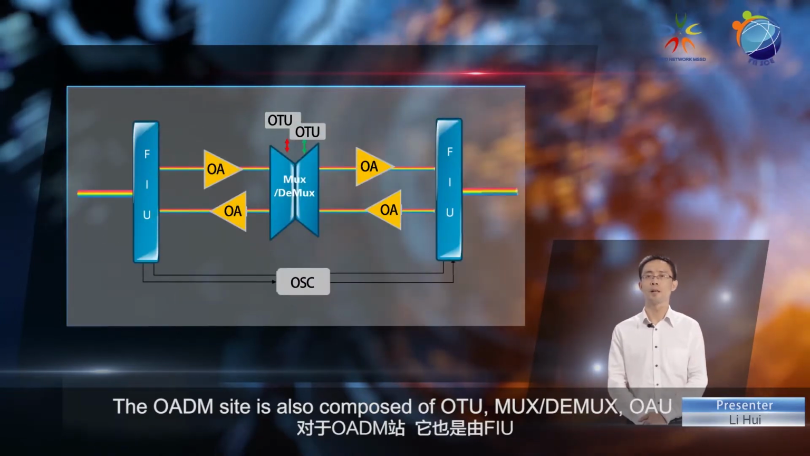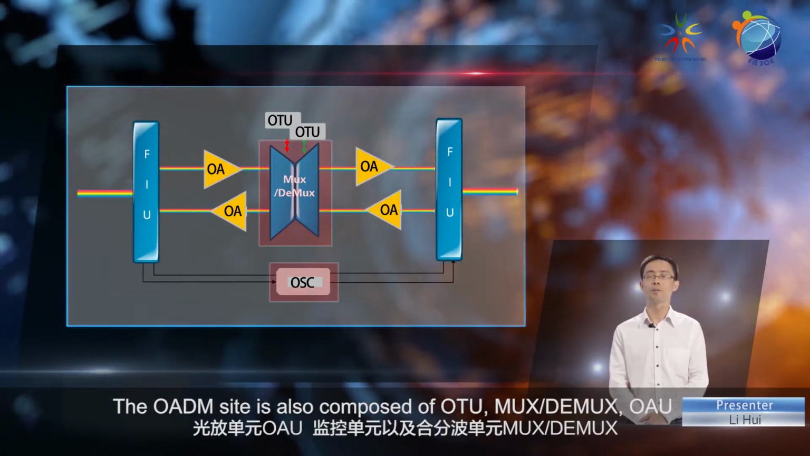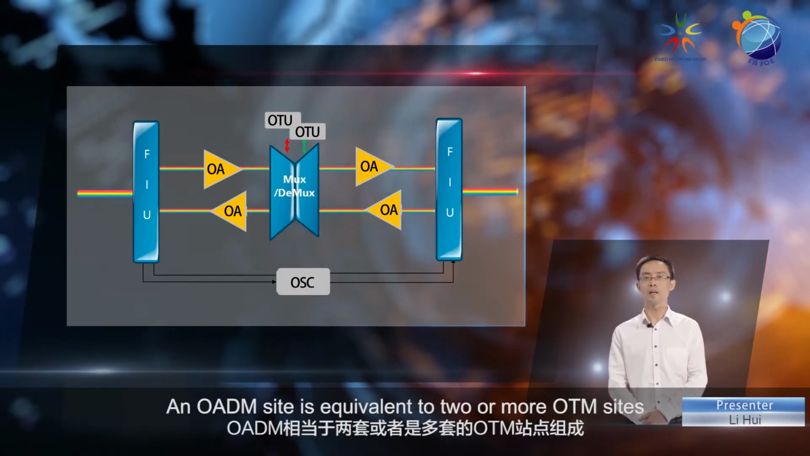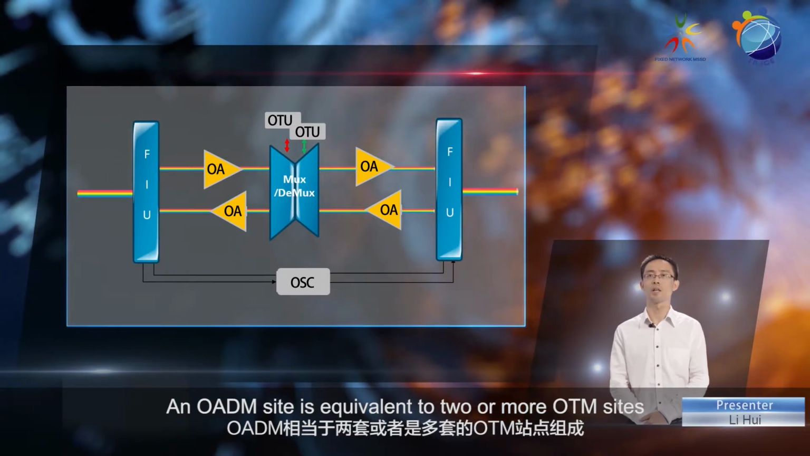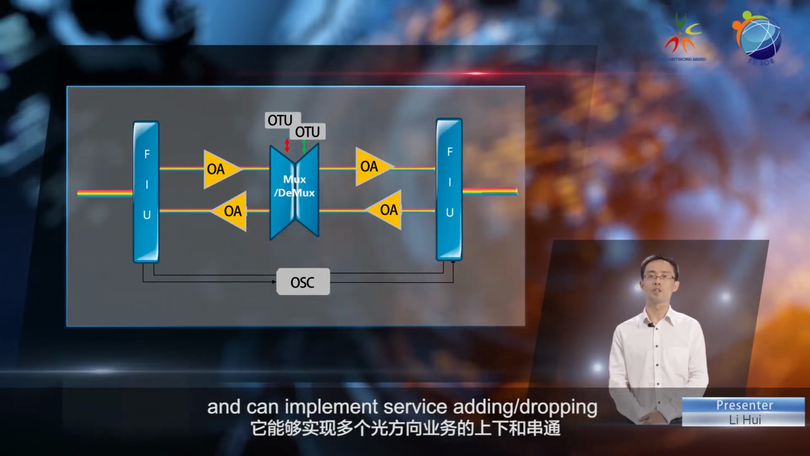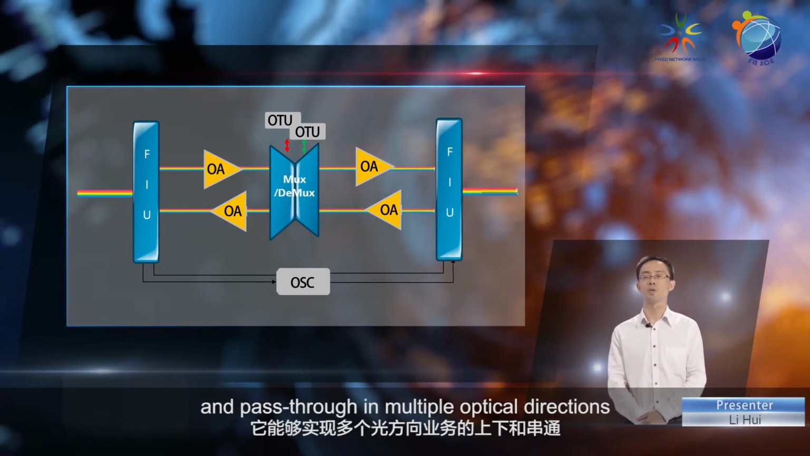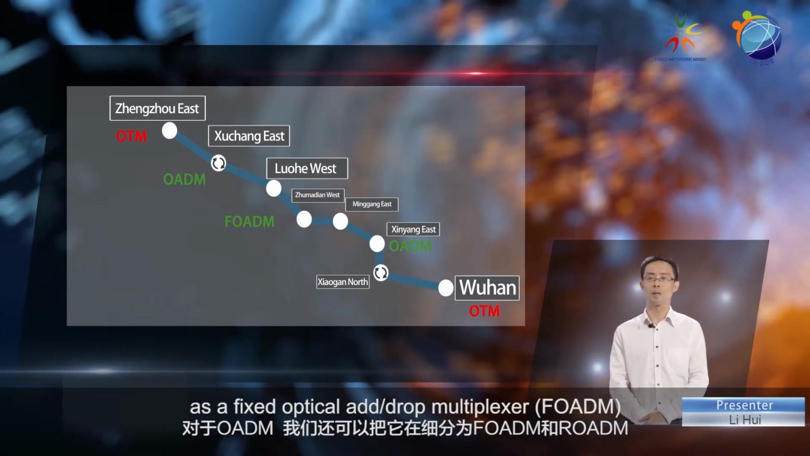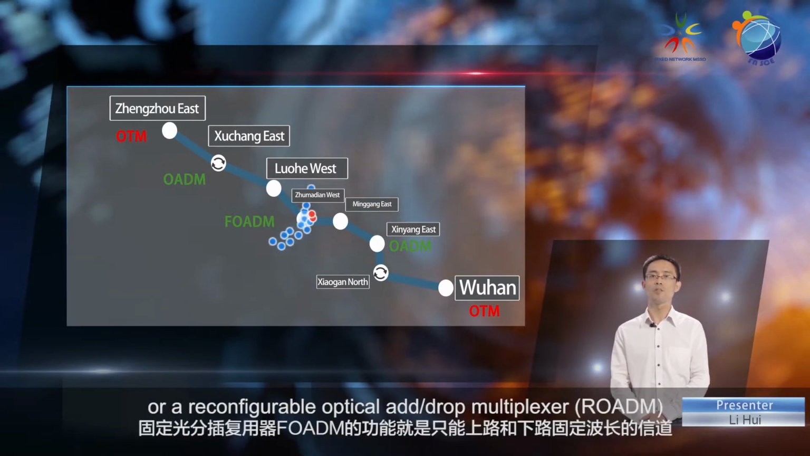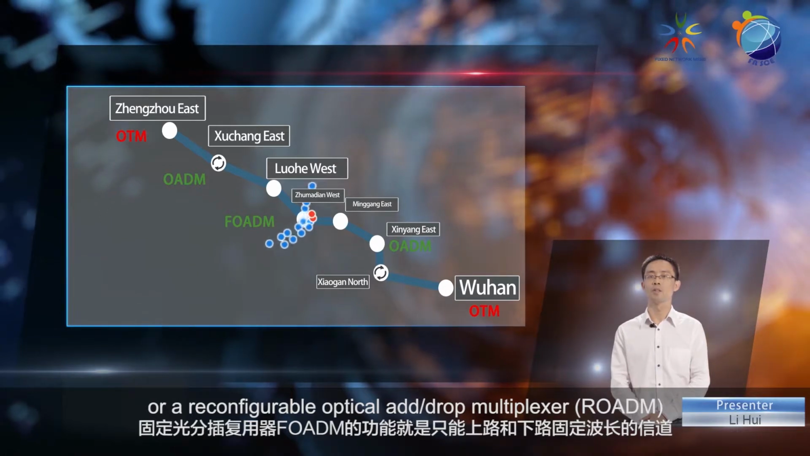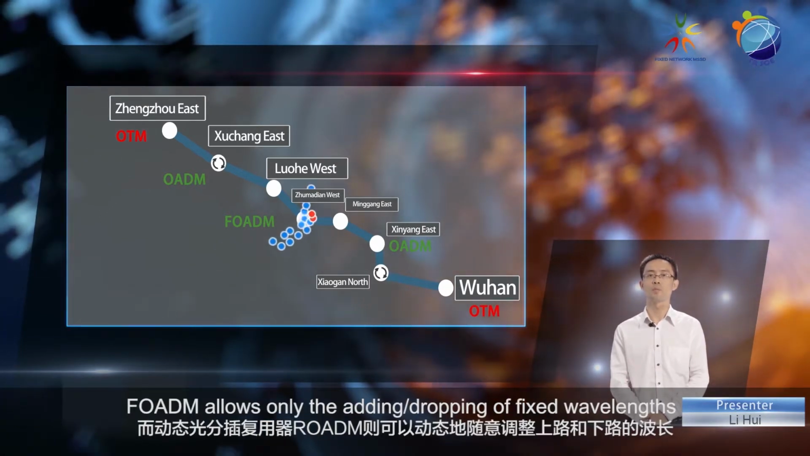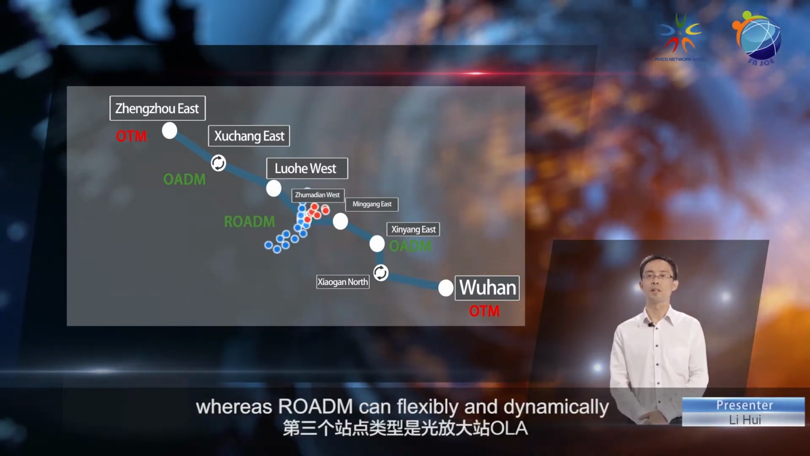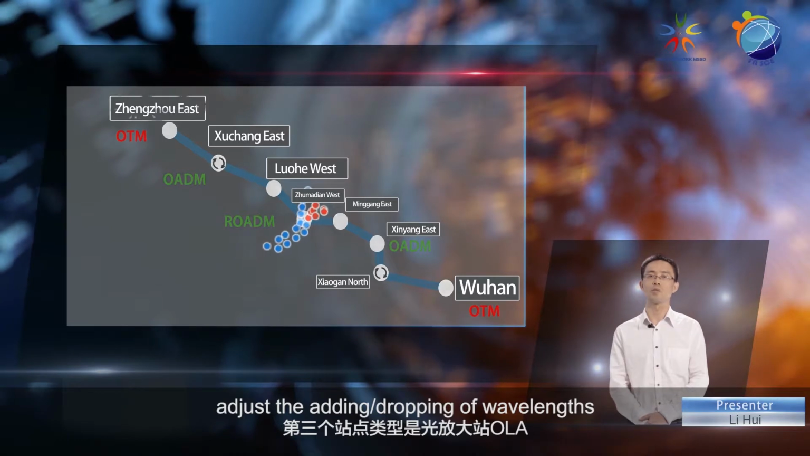The OADM site is also composed of OTU, MUX, DMUX, OAU, optical supervisory, and FIU units. An OADM site is equivalent to 2 or more OTM sites and can implement service adding or dropping and pass through in multiple optical directions. We can further categorize OADM as a fixed optical add or drop multiplexer, FOADM, or a reconfigurable optical add or drop multiplexer, ROADM. FOADM allows only the adding or dropping of fixed wavelengths, whereas ROADM can flexibly and dynamically adjust the adding or dropping of wavelengths.